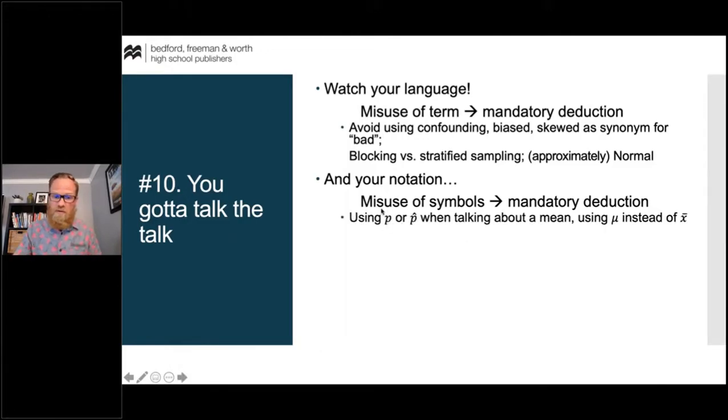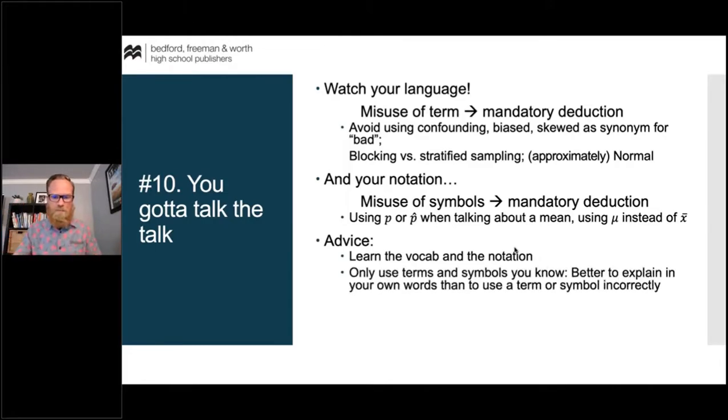So if you're referring to the proportion for the whole population, you use p, whereas a sample proportion is p-hat. And similarly, a population mean is mu, whereas a sample mean is x-bar. So here's our advice. First of all, you just got to know your stuff. You got to know the vocabulary terms and you got to know the notation. You got to know the difference between a statistic and a parameter.